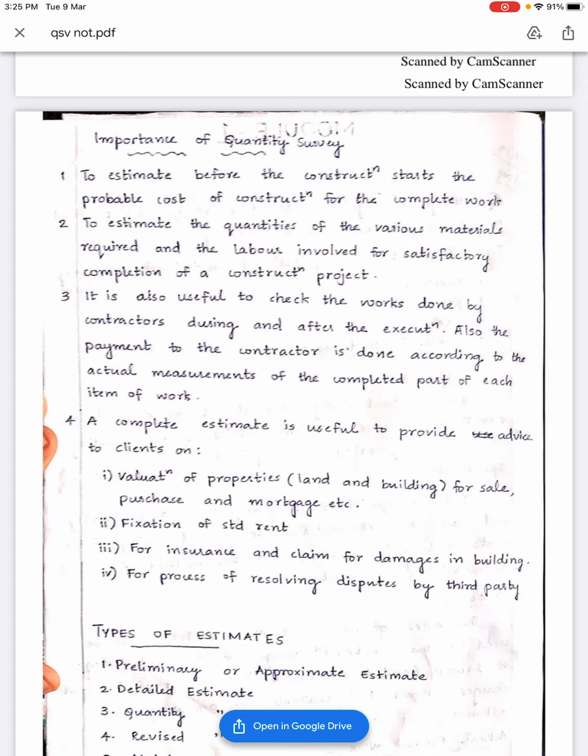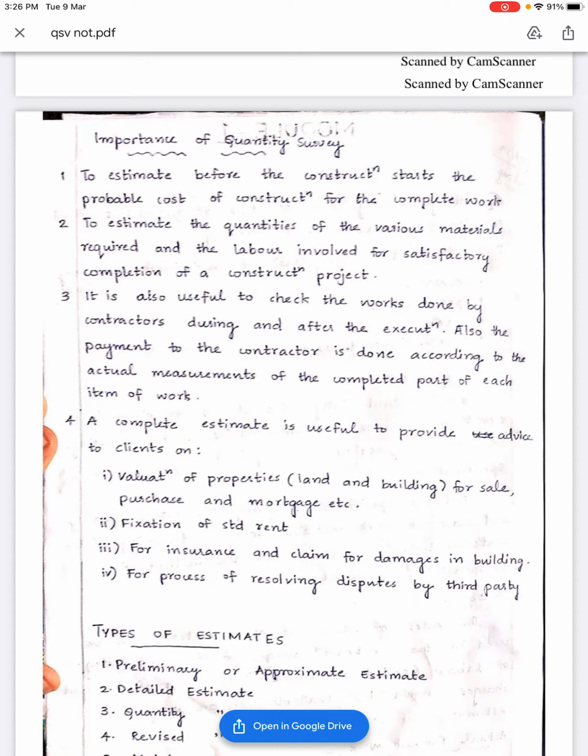The second is to estimate the quantity of various items, the materials required and the labor involved for the satisfactory completion of the construction project. So how much material we require and how much labor we require to complete the work. So we have to schedule the entire work to the accuracy of per day: per day how much material you require, per day how much labor you require. So we have to do the quantity survey.